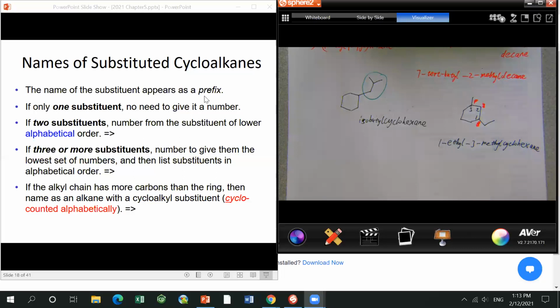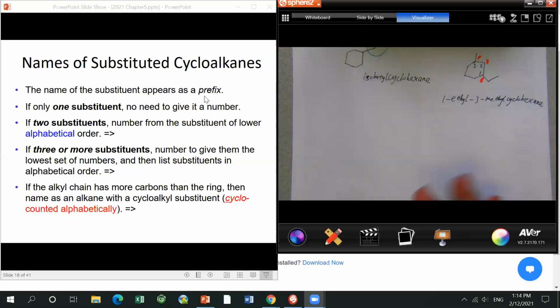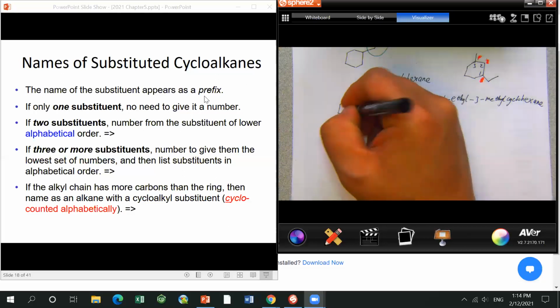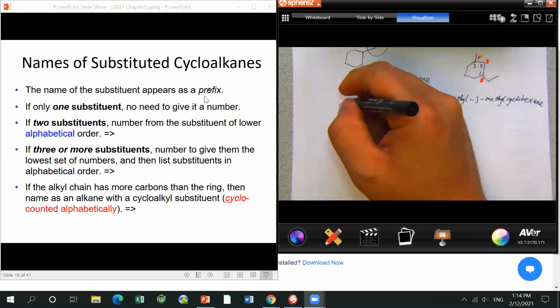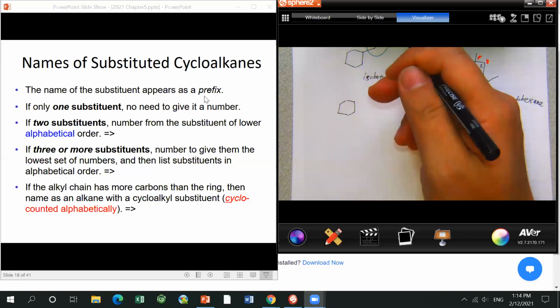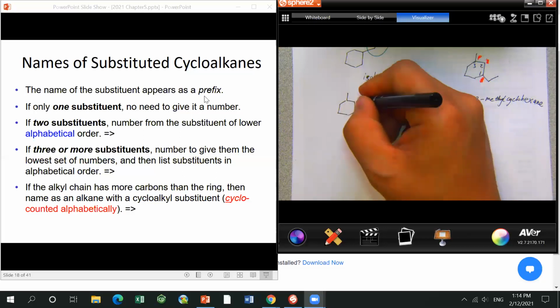The numbering depends on their names. The substituent group that comes first alphabetically gets the lower number. And then if there are 3 or more substituent groups, the situation becomes different. We have a different way to number it. We try to give the lowest set of total numbers for all the substituent groups. So what does that mean? Let me give you one example.